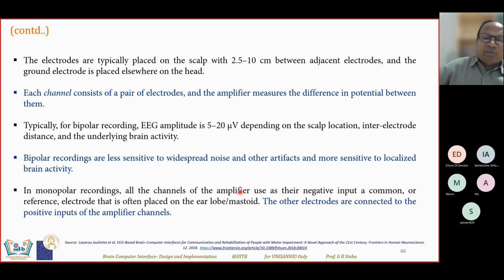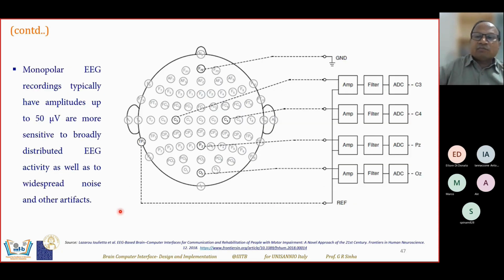In monopolar recording, the channels of the amplifier use the negative input as a common reference. An electrode is often placed on the earlobe, which is also called the mastoid. The other electrodes are connected to the positive inputs of the amplifier, wherever you want the signal from, the neuronal activity from, there you can connect.